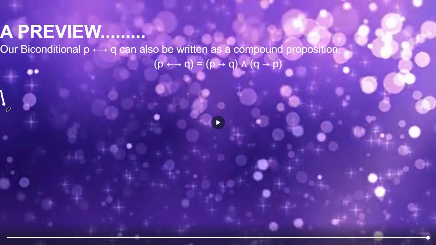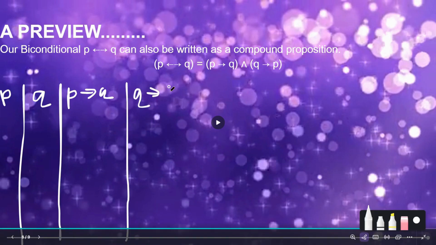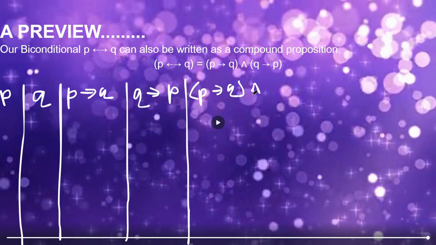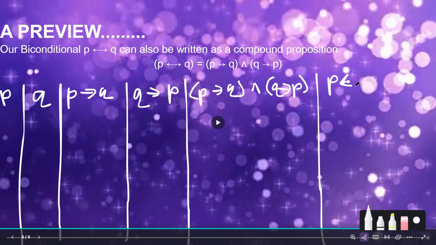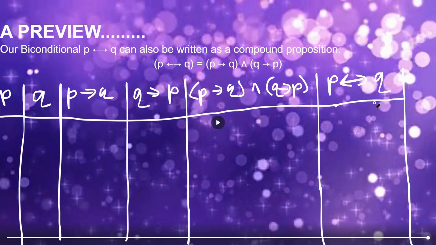So we need to do the truth table. P, Q, if P then Q, if Q then P, then the conjunction of if P then Q and if Q then P, and P if and only if Q. First we need to fill up the P and Q box.